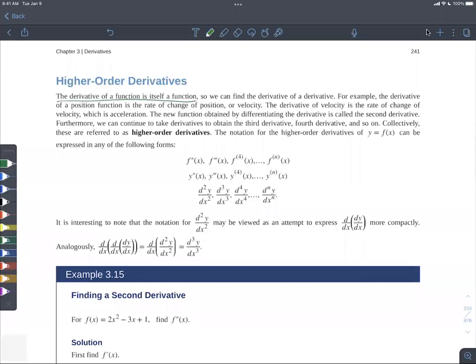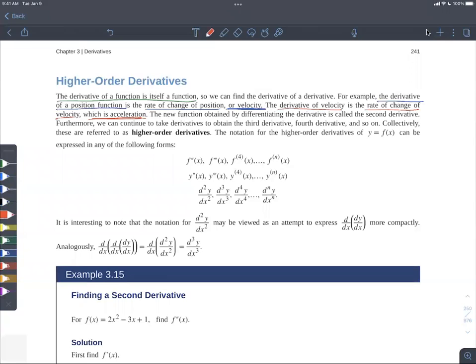For example, the derivative of a position function. We're going to talk about this more later, but the derivative of a position function is the rate of change of position. That is known as velocity. Then the derivative of velocity is the rate of change of velocity, which is called acceleration.